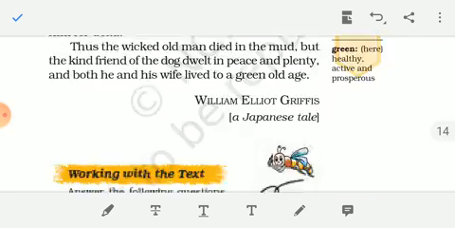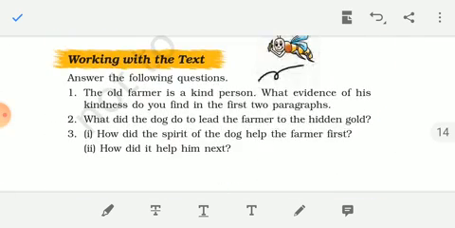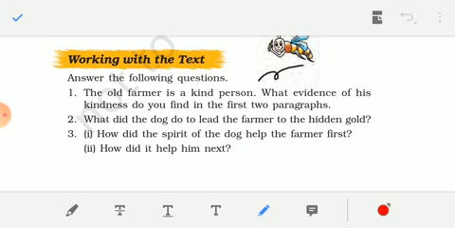Here, yes, working with the text. Okay, let's see here, working with the text, question number 1. The old farmer is a kind person. What evidence of his kindness do you find in the first 2 paragraphs? Here we know that the old farmer was a kind person. He was very generous. What evidence do we get from the first 2 paragraphs? So that evidence we have to write here.